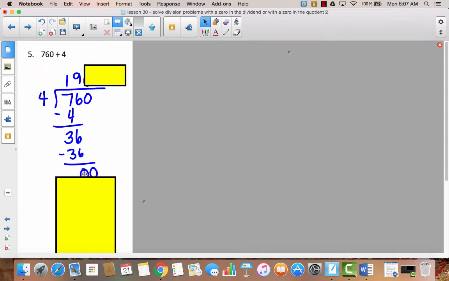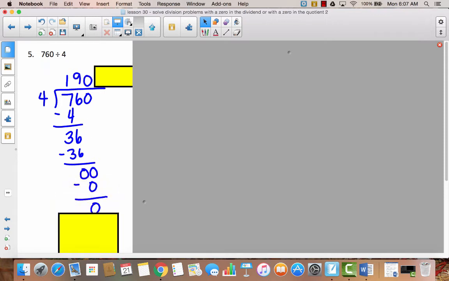And this confuses some fourth graders because they think, okay, I'm finished. But you're not, because the answer is not 19. I have 0 ones, so I have to put a 0 in the ones place. That 0 is very important because it changes the answer from 19 to 190. I went ahead and worked out these zeros to show that I had 0 and I had no remainder.